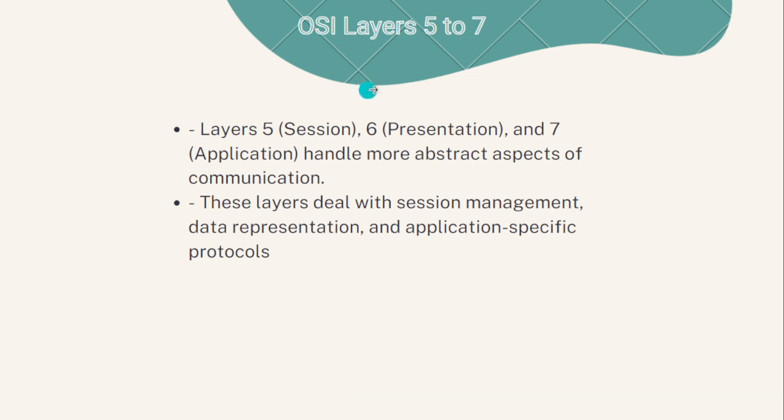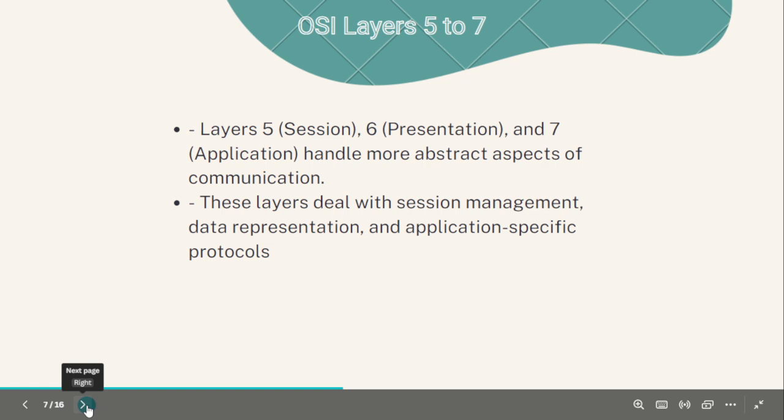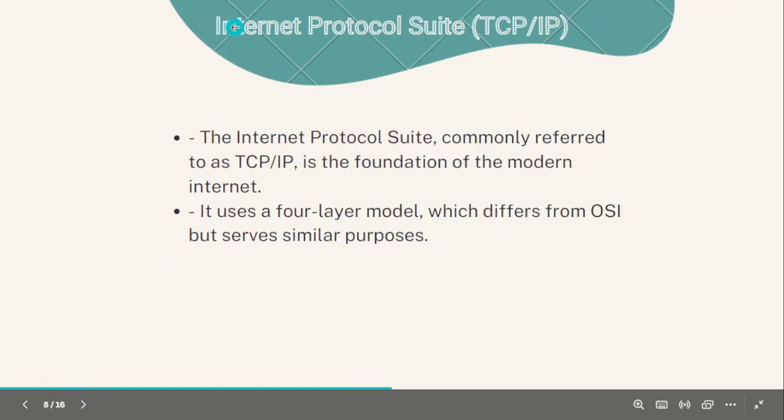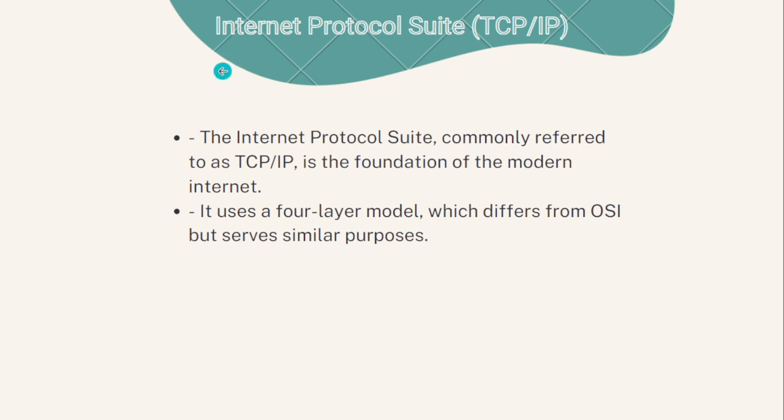Now in the OSI layers from 5 to 7 we have layer 5, that is the session layer, layer 6 is the presentation layer, and 7 is the application layer, which handles more abstract aspects of communication. These layers deal with session management, data representation, and application-specific protocols. So that was the OSI layers.